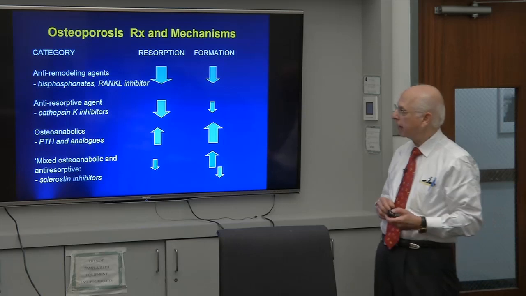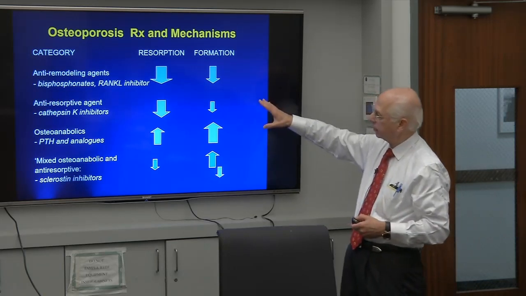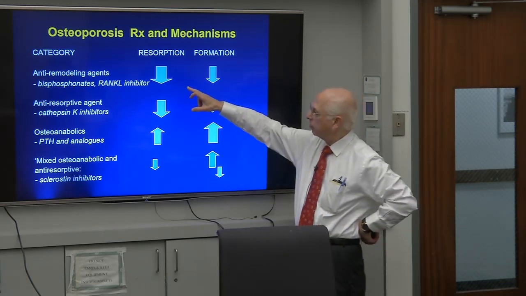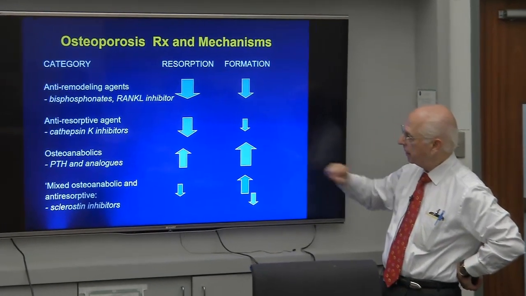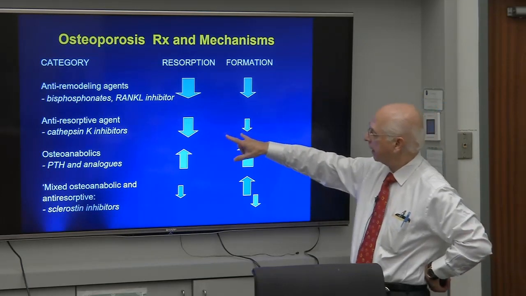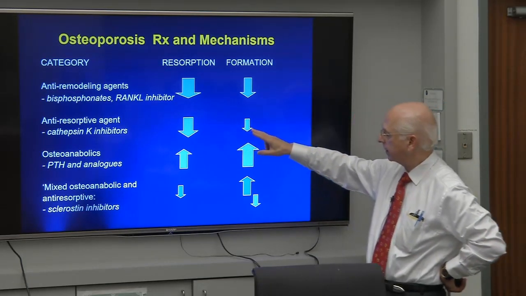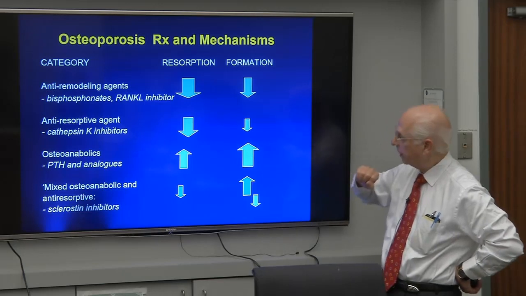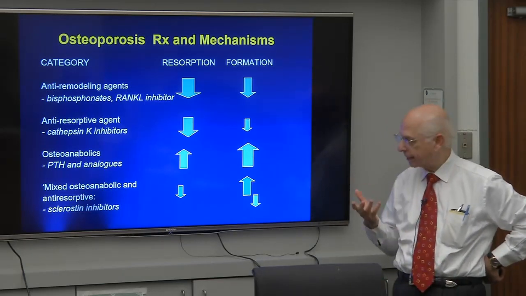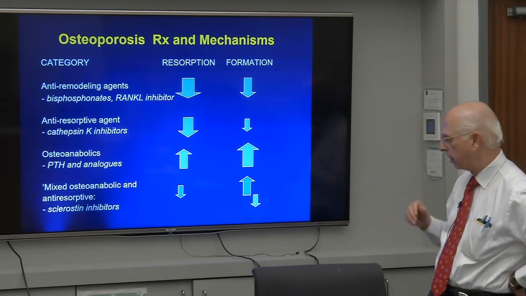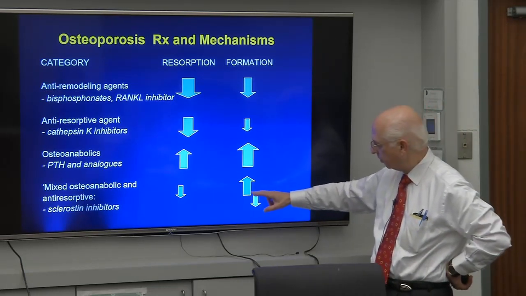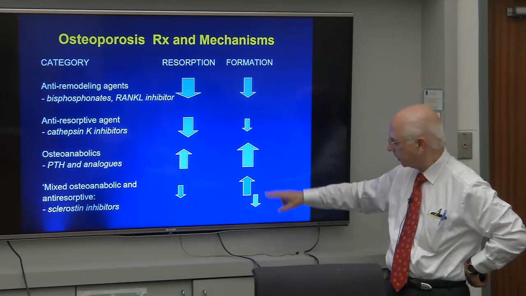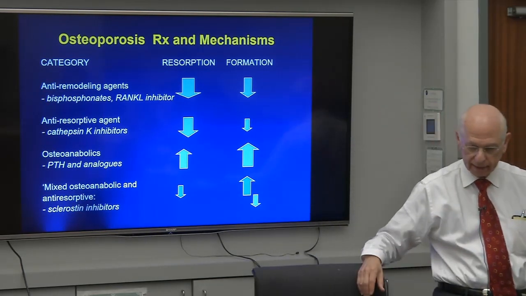So in terms of mechanisms, we have the anti-remodeling agents, the RANK ligand inhibitor, we have bisphosphonates that block bone resorption to a greater extent than bone formation. The cathepsin K inhibitors we aren't talking about, but the idea was that they inhibited resorption to a greater extent than bone formation. We have the osteoanabolics that seem to stimulate bone formation, then they stimulate bone resorption. And then we have this mixed osteoanabolic and antiresorptive, the sclerostin inhibitors, that seem to have an initial burst of bone formation, then reduce bone formation, while they're behaving as antiresorptives from the beginning.